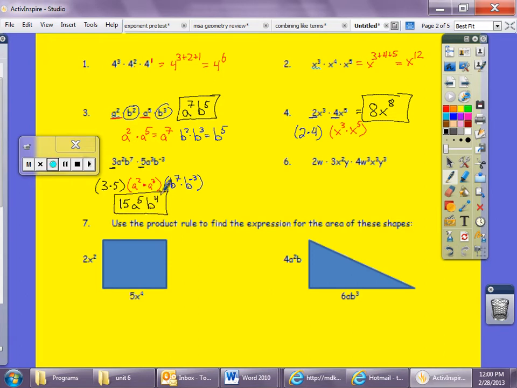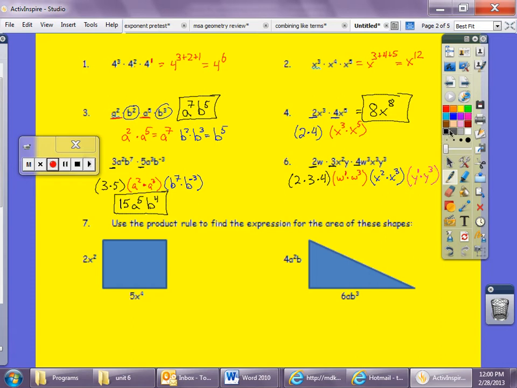And now number 6, we do all the same steps. We group our numbers. So I have 2 times 3 times 4. Now I have w's, x's, and y's. So I'll put my w's. I have a w and w to the third. I'm going to put a 1 above that one. X's, I have an x squared and an x to the third. And then y's, we have a y and a y to the third. I'm going to put a 1 above the first one.